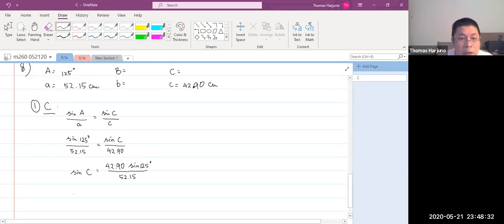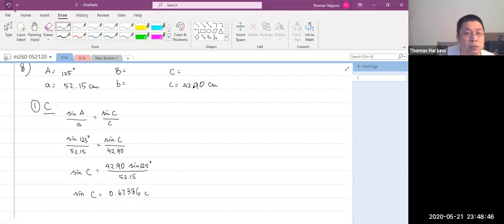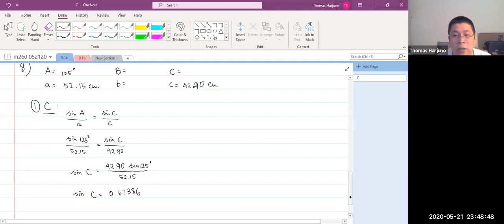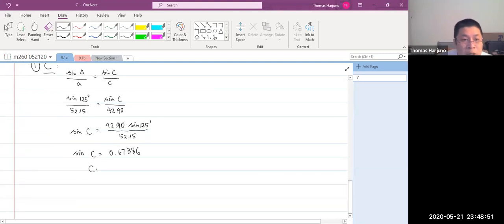I get sine C equals 0.67386. That's sine C, not centimeters yet. Then what will C be? C is sine inverse of that number. But don't forget, sine is positive in two quadrants. If I use sine inverse on this number, I will get the angle in the first quadrant.